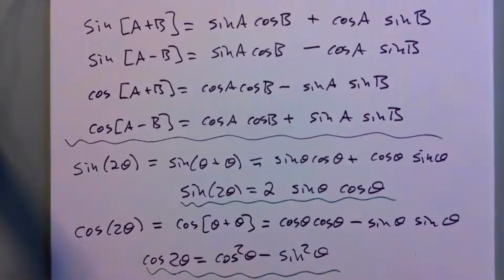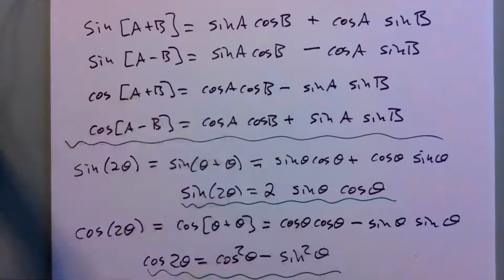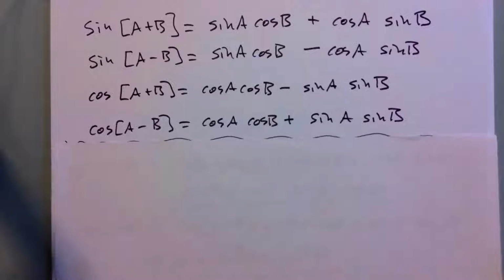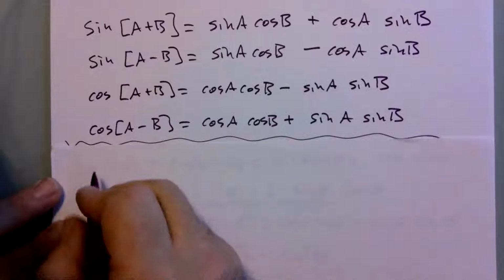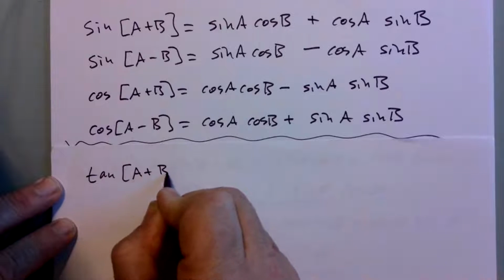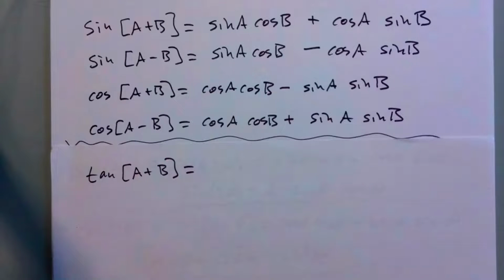But I want to stick with these 4 identities because I also want to generate an identity for tangent of a plus b. So looking at the information we have here, that's going to be my goal, to generate an identity for tangent of a plus b. So how are we going to think of that? Well, tangent of a plus b is sine of a plus b divided by cosine of a plus b.